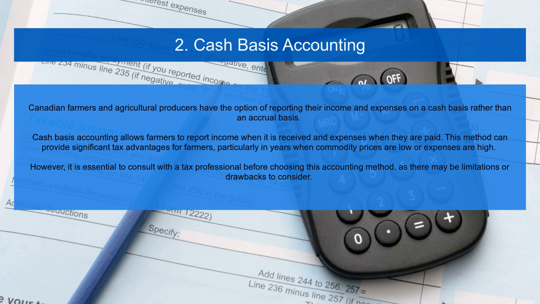Canadian farmers and agricultural producers have the option of reporting their income and expenses on a cash basis rather than an accrual basis. Cash basis accounting allows farmers to report income when it is received and expenses when they are paid. This method can provide significant tax advantages for farmers, particularly in years when commodity prices are low or expenses are high. However, it is essential to consult with a tax professional before choosing this accounting method, as there may be limitations or drawbacks to consider.